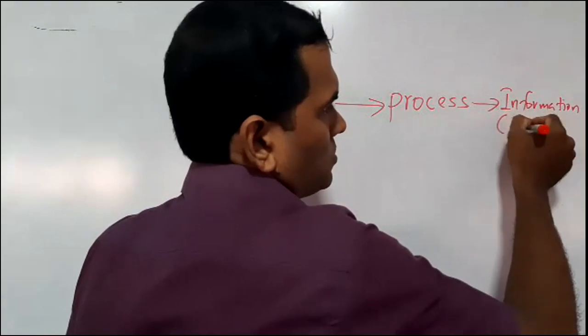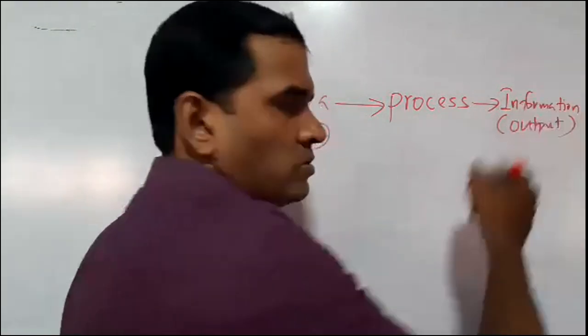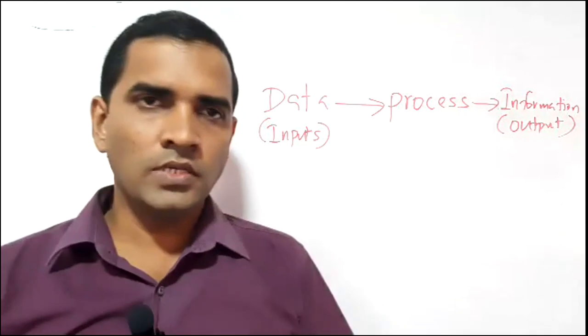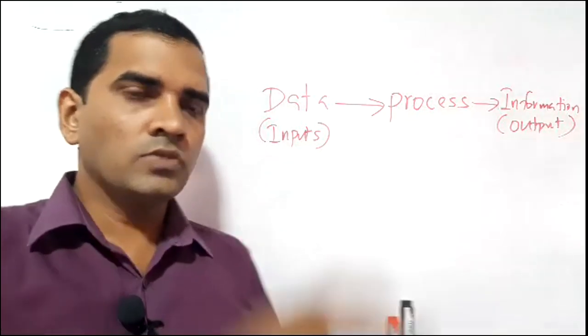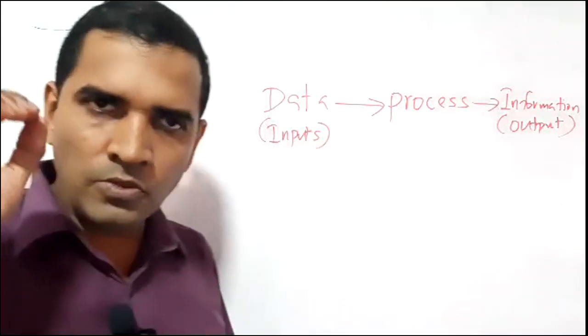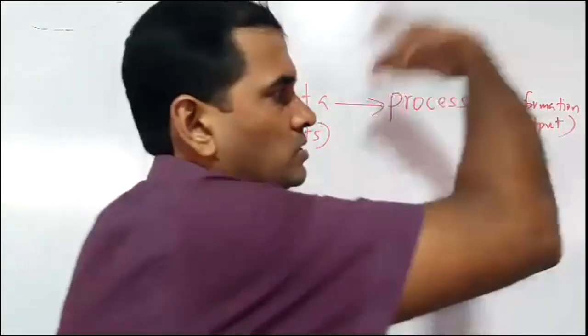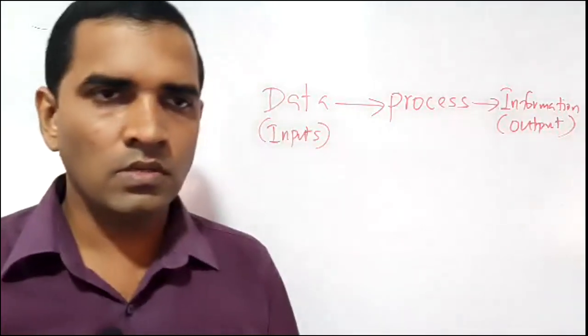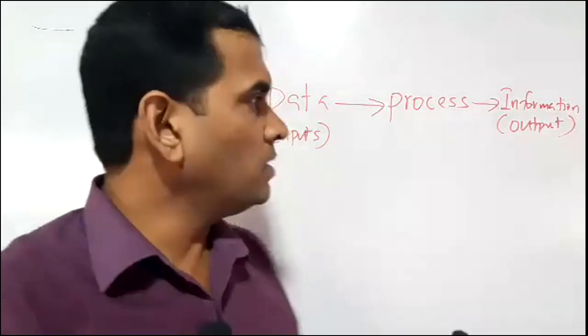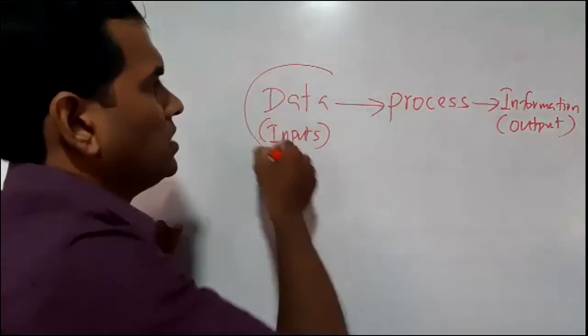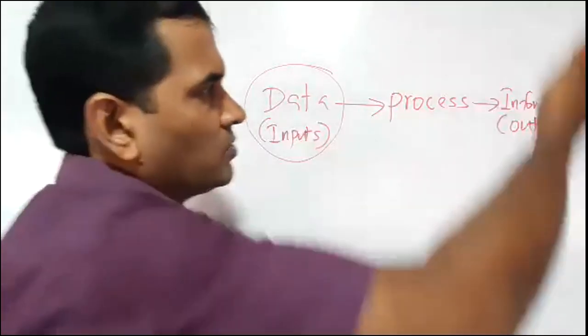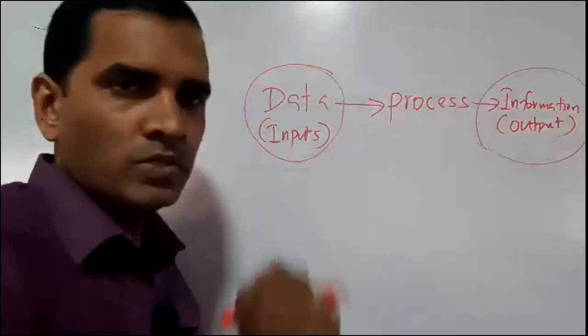It is output. So try remembering this connection, this relationship, right? We receive the data in an unprocessed manner, then we process them. Once they are processed, they become information. It is very simple. Before process, it's going to be data. After process, it's going to be information.